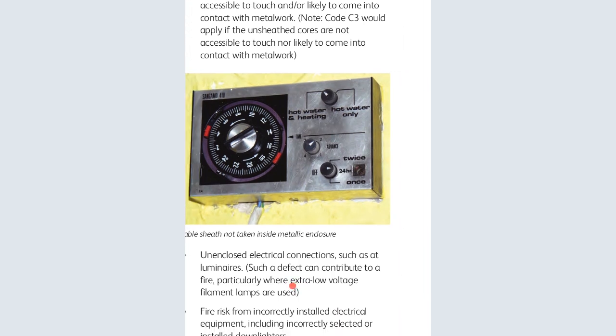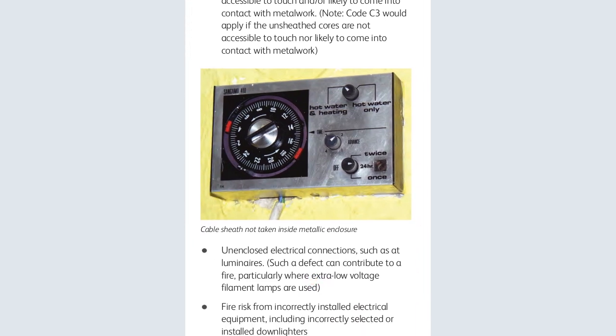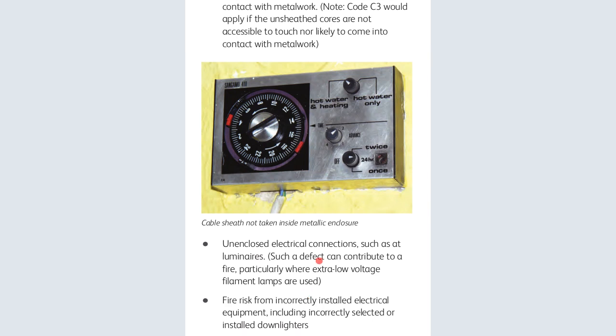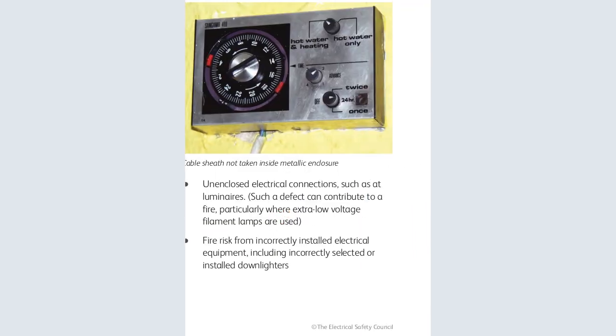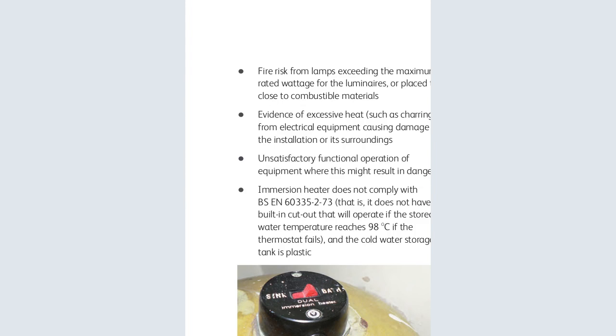Now, cable sheathing not taken inside the metallic enclosure. You can see like this one, it is code 3 because, yes, the wiring is okay, but the moment it is exposed, it can sometimes come out or the insulation can be tampered with over time and then cause a risk to the installation. So, an enclosed electrical component such as a luminaire, with a defect, can contribute to a fire, particularly where extra low voltage filament lamps are used. So, fire risk from incorrectly installed electrical equipment, including incorrectly selected or installed downlighters.